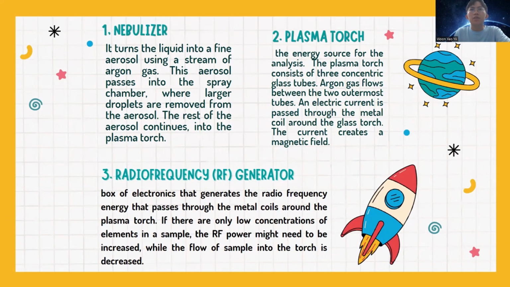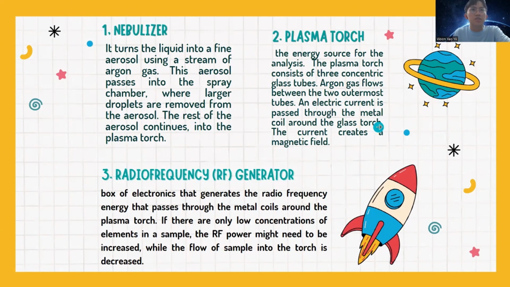The next part is the plasma torch. The plasma torch consists of 3 concentric glass tubes. The argon gas flows between the 2 outermost tubes, and the electric current is passed through the metal coil around the glass torch. This will create a magnetic field and the current.